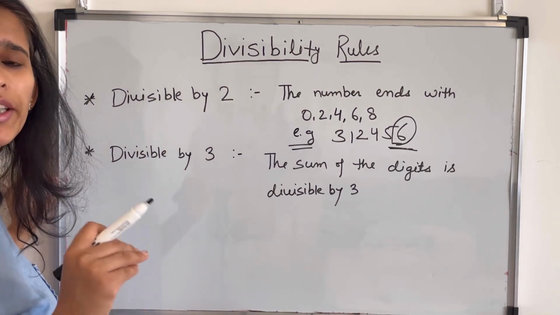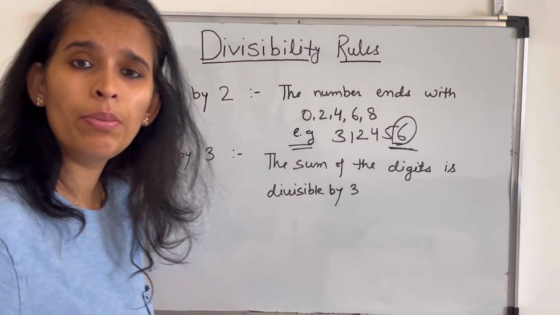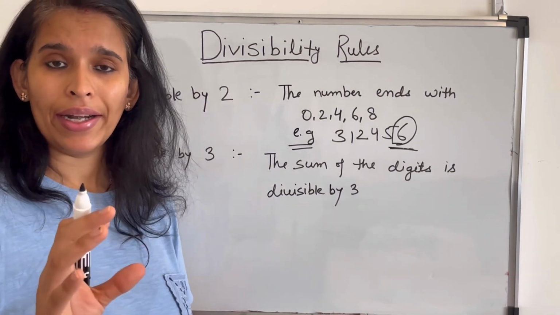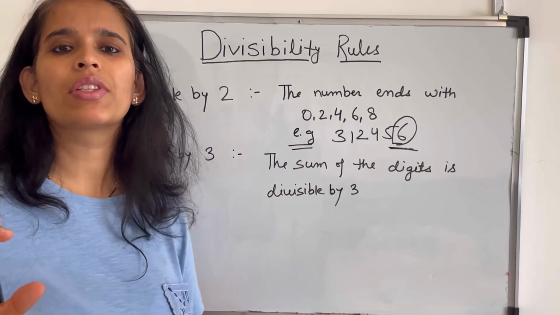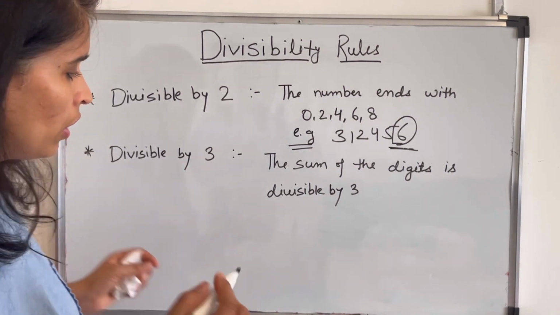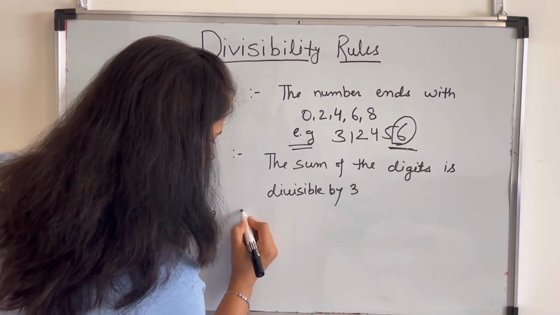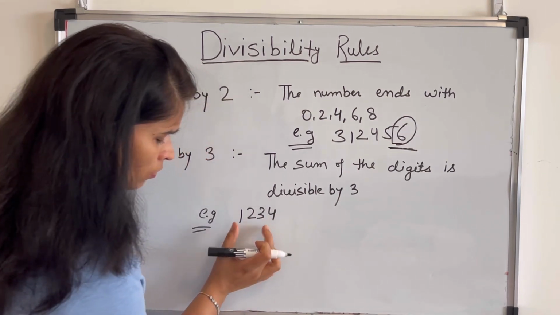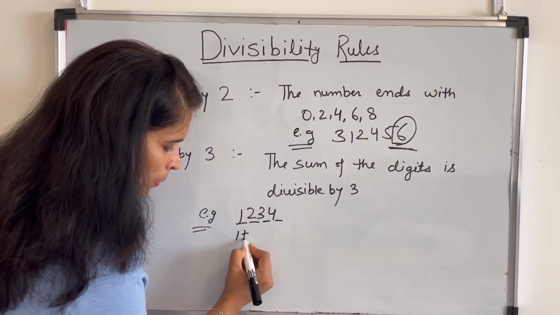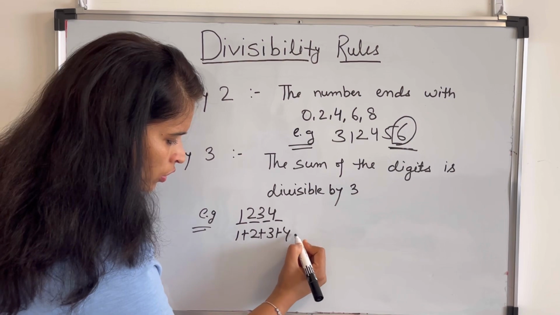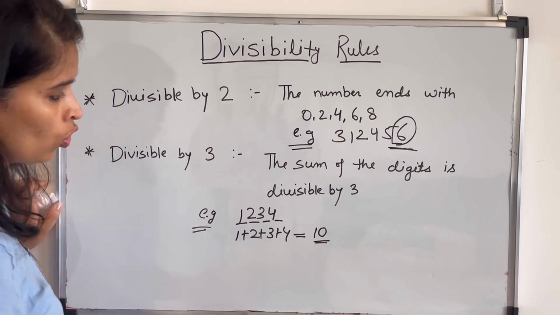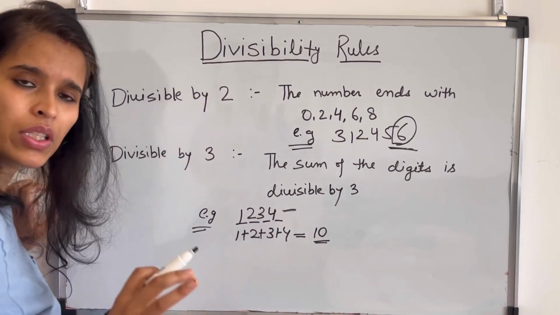Now, the divisibility rule of 3. A number will be divisible by 3 if we add all the digits and the total is divisible by 3, then the whole number will be divisible by 3. So let us take one example. If I have this example, what do we need to do here? We need to add these numbers. So if I add 1 plus 2 plus 3 plus 4, the total is 3, 6, 10. Is 10 divisible by 3? No. So this number won't be divisible by 3.